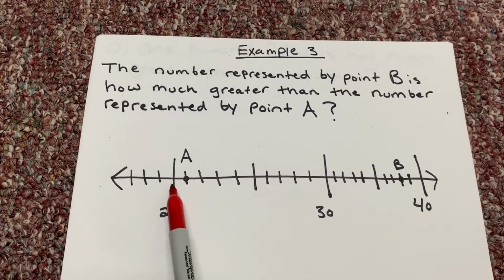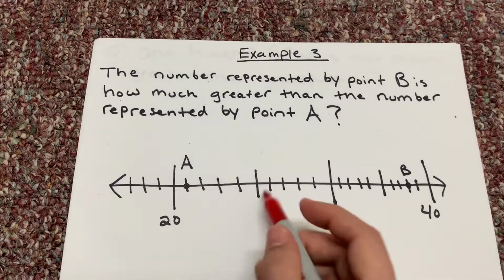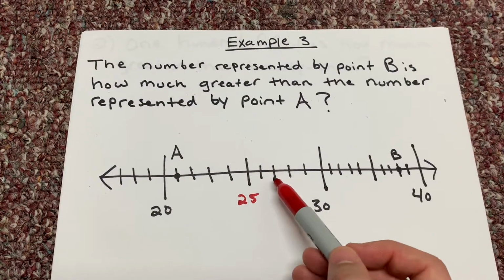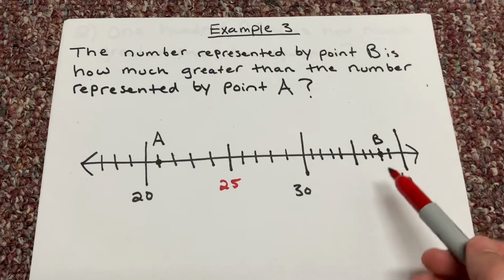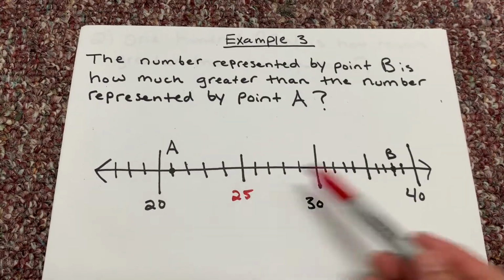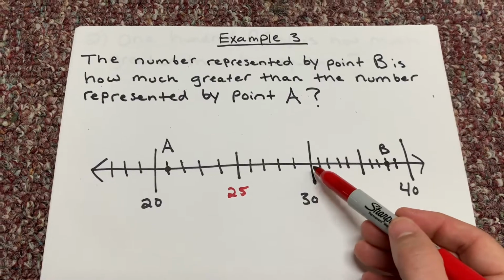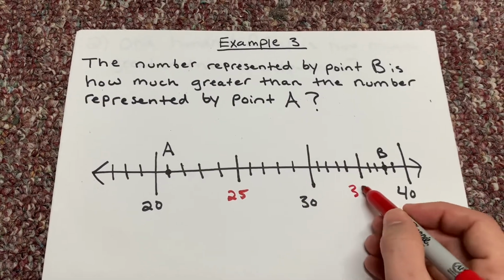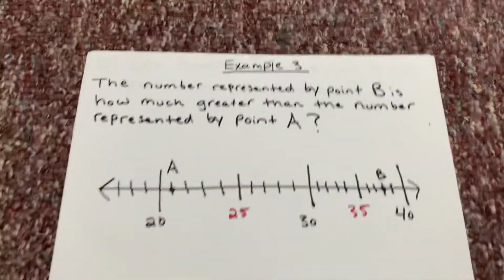So let's see. 20, 21, 22, 23, 24. This must be 25. Let's double check though. And then 26, 27, 28, 29, 30. Yep. So if that's the case, then these little smaller, bigger tick marks are by 5s, and looking at 30, 31, 32, 33, 34, 35. Okay, so it looks like this is how they're counting here in our number line.